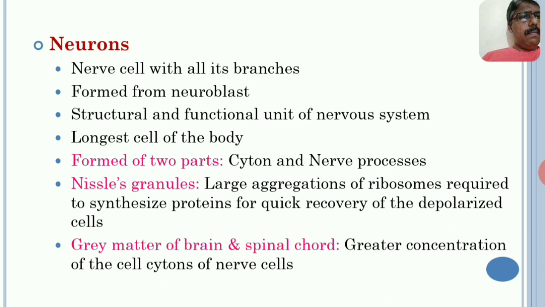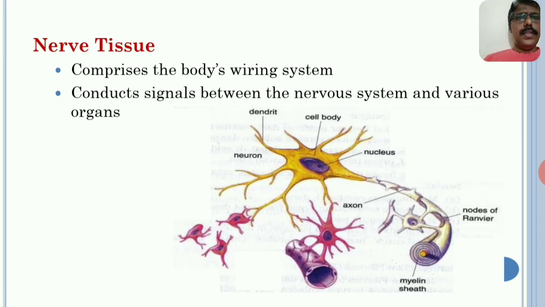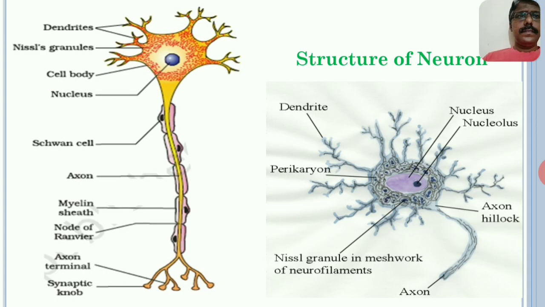Gray matter of brain and spinal cord has a greater concentration of the cell cytons of nerve cells. Nerve tissue comprises the body's wiring system and conducts signals between the nervous system and various organs. Now these two diagrams are of the structure of neurons.